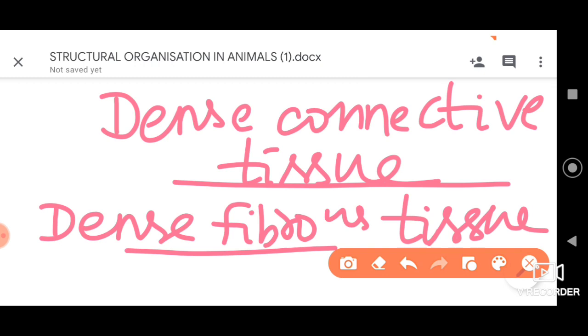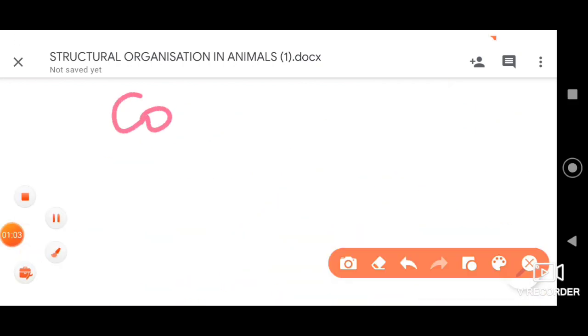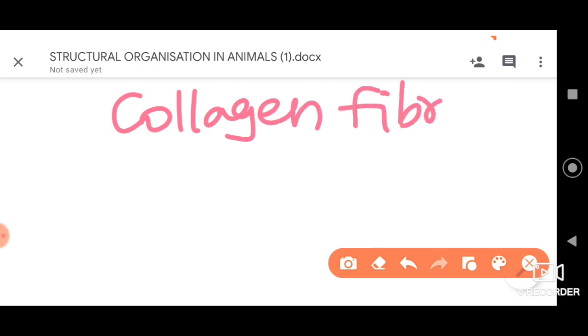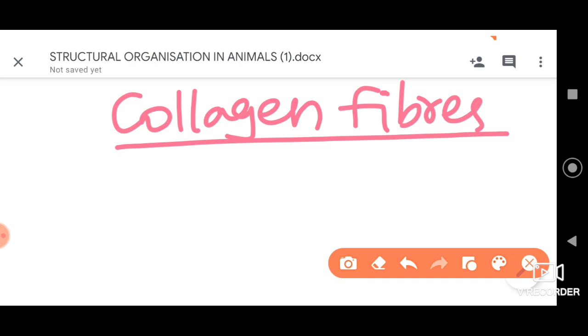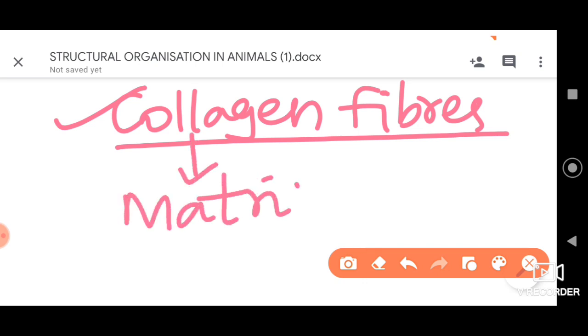Alright. So now, as we all know, dense tissues contain collagen fibers as their main elements. I am talking here about the dense connective tissues. Under dense connective tissues, we could find the collagen fibers as the main elements which are present in their matrix. Alright. So this is the important point you need to consider.